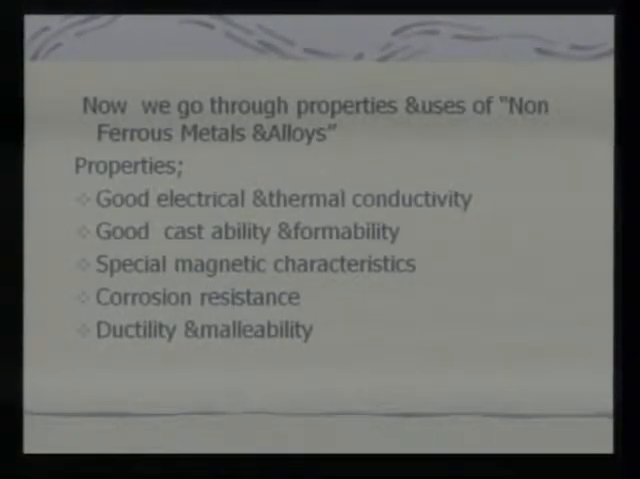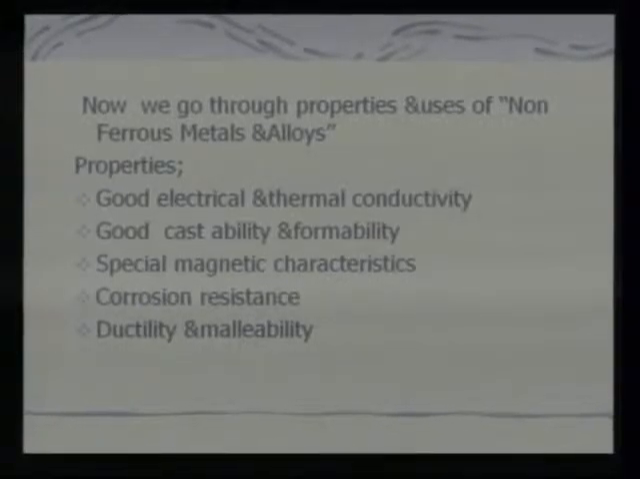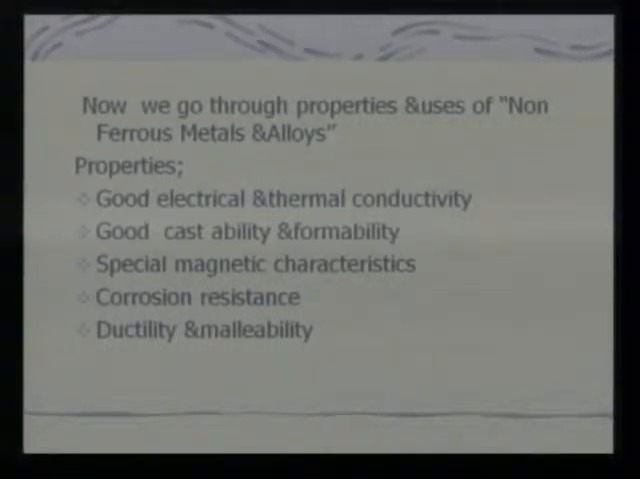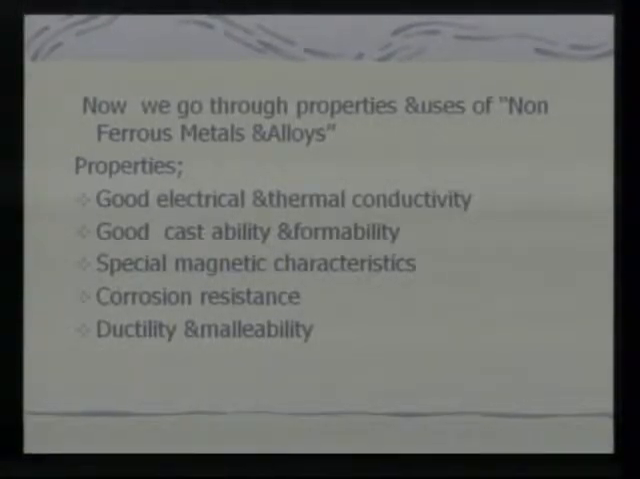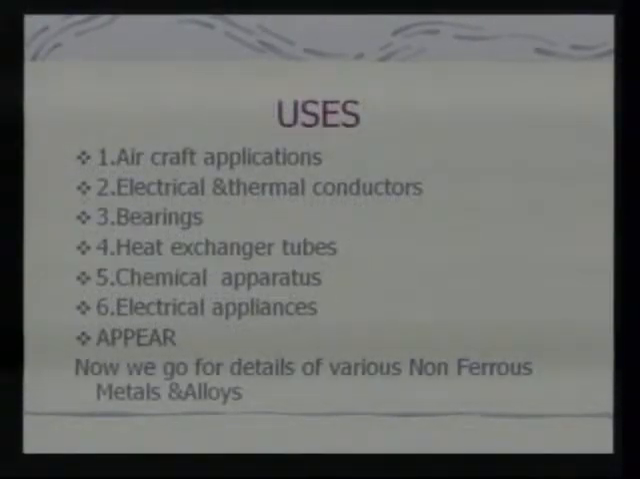Special magnetic characteristics, that is ferrous metals and alloys are usually magnetic, whereas most of the non-ferrous metals and alloys are non-magnetic in nature. This sometimes finds some uses. Next is corrosion resistance. Next is ductility and malleability. By ductility we mean they can be drawn into wires and cables very easily. Malleability is the property due to which they can be made into sheets and plates, such as silver foils or aluminum sheets.